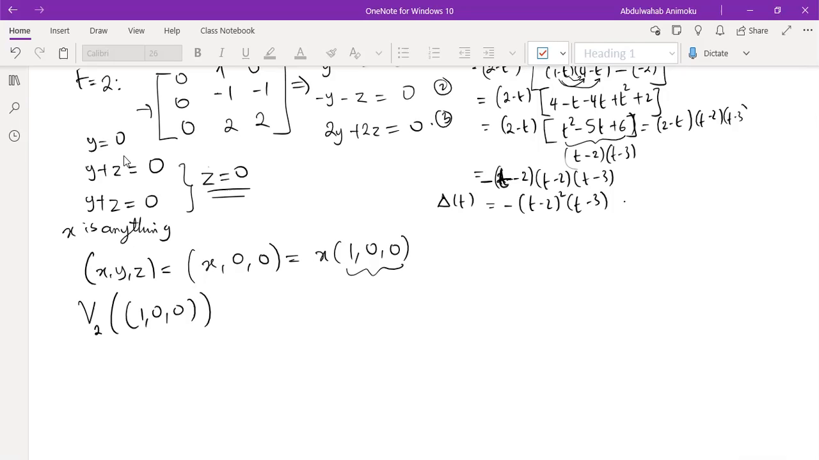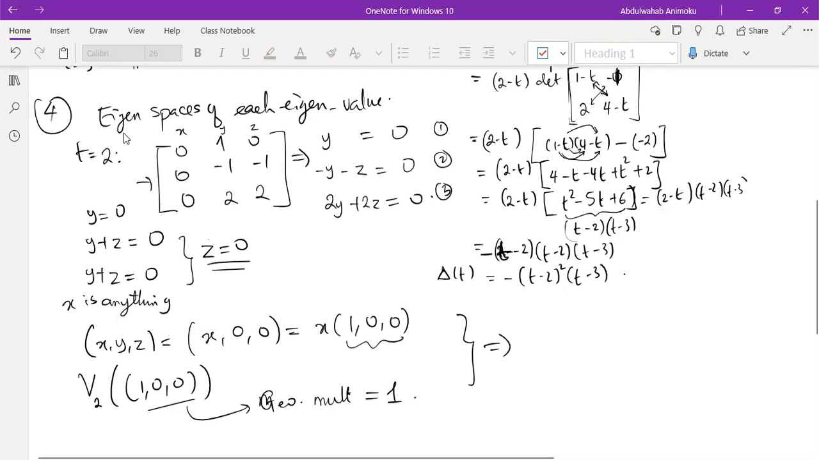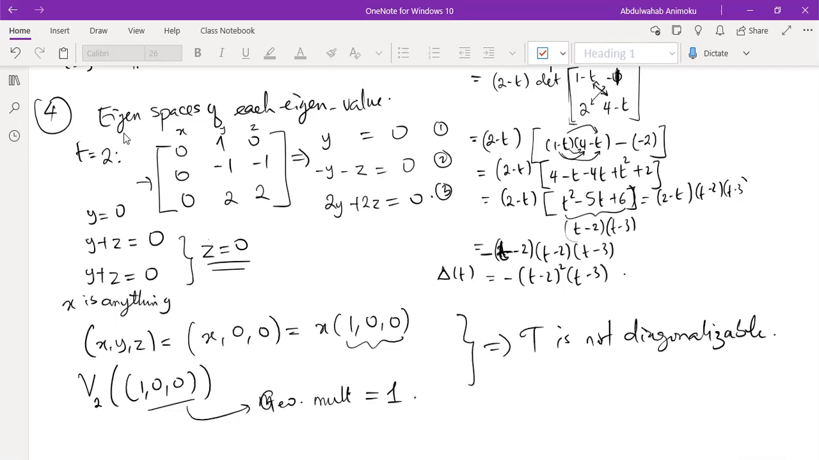Now notice that we only have one vector for this eigenvalue, which means the geometric multiplicity that we're talking about is 1 and not 2. This alone is enough for us to conclude that the transformation is not diagonalizable, right? So we can conclude here, T is not diagonalizable. And why? Because the geometric multiplicity of this eigenvalue 2 is not the same as the algebraic multiplicity of this eigenvalue.